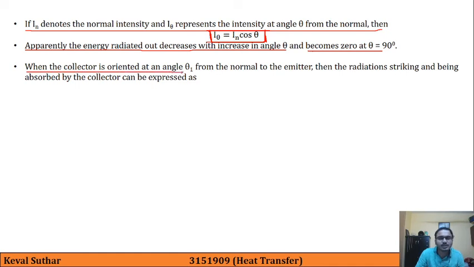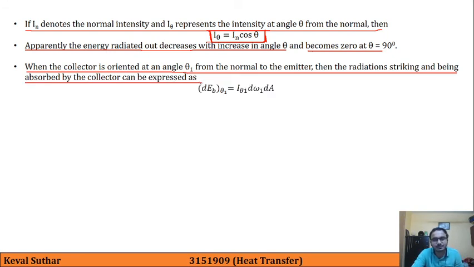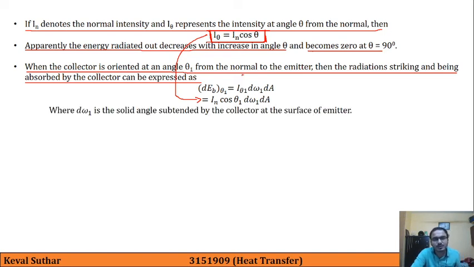When the collector is oriented at angle theta 1 from the normal to the emitter, the radiation striking and being absorbed by the collector can be expressed as dEb at theta 1 is equal to I theta 1 dW1 into dA, which, utilizing this formula, is In cos theta 1 dW1 dA, where dW1 is the solid angle subtended by the collector at the surface of the emitter.